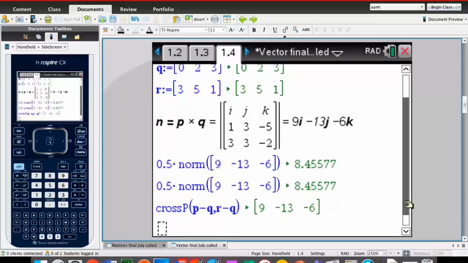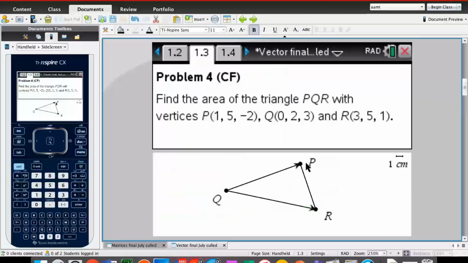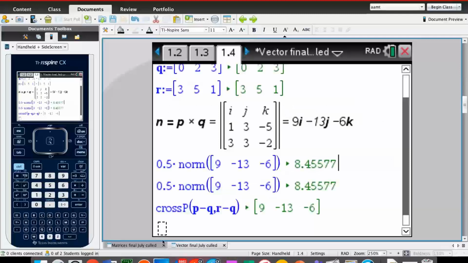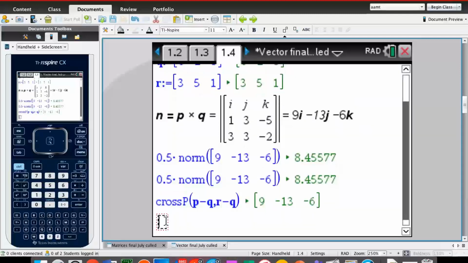Now, the other way of doing the cross product, we could get that vector as well if we don't use our formula sheet. Because we've defined our vectors P, Q, and R, remember we want a vector with the head at P and the tail at Q, and the head at R and the tail at Q. So we can define our vectors. I'll just type it in again here. I'm using a math box. You could do this on a calculator page too.